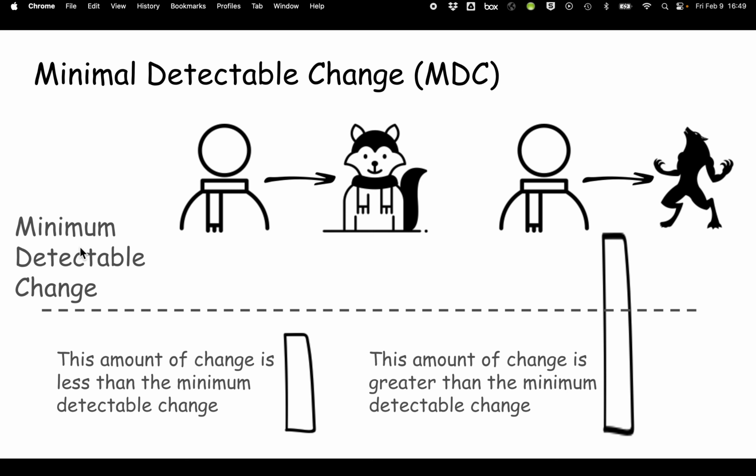So if we have a minimum detectable change for a measure, then if we measure someone and then measure them again and observe some change, but that change is less than our minimum detectable change, then the change that we're seeing could just be error. It could just be that natural variation. We're not sure that real change has occurred until the amount of change we see is greater than that minimum detectable change.